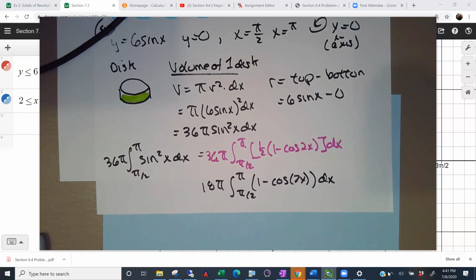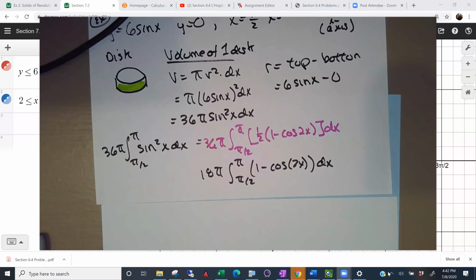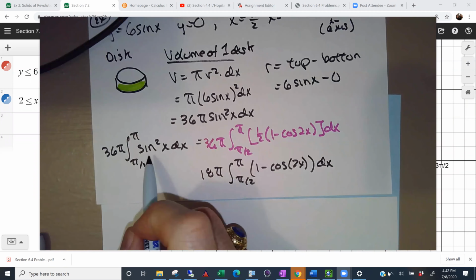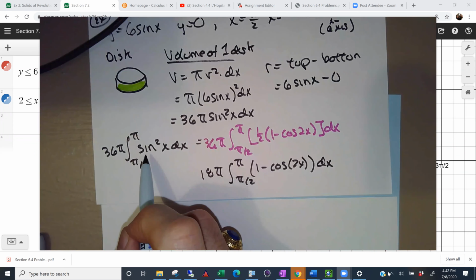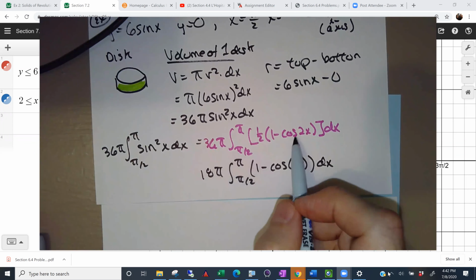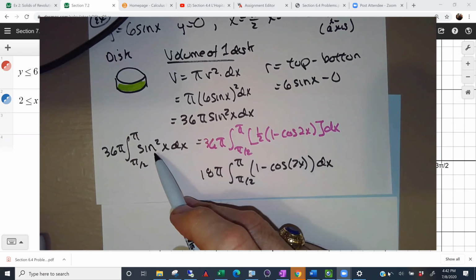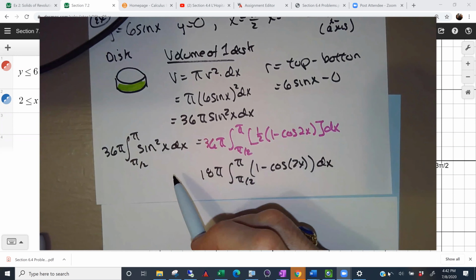Why do you have to change it from sine squared to that 1/2 times 1 minus cosine 2x? Great question. It's because I don't have an antiderivative for this. I can find an antiderivative if I don't have something to a power. But here, I don't have an antiderivative.